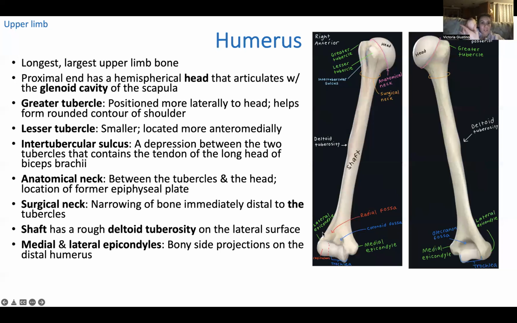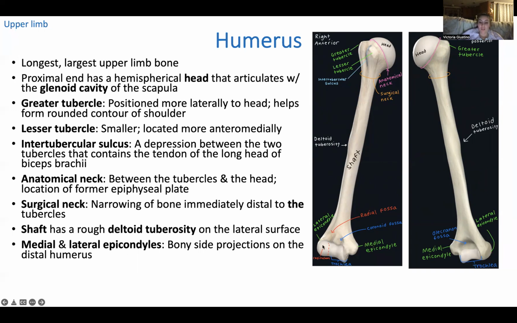So if you can feel these two bony projections on the sides of your elbow, you're feeling the medial and lateral epicondyles of your humerus. And then now we see the condyles down here. So on the radial side or the lateral side is the capitulum of the condyle. And then moving medially, we get to the trochlea of the condyle.